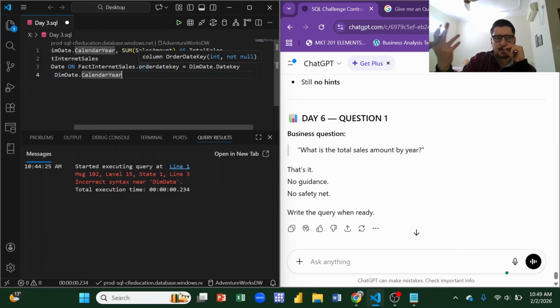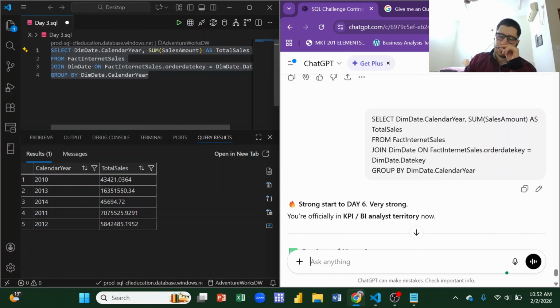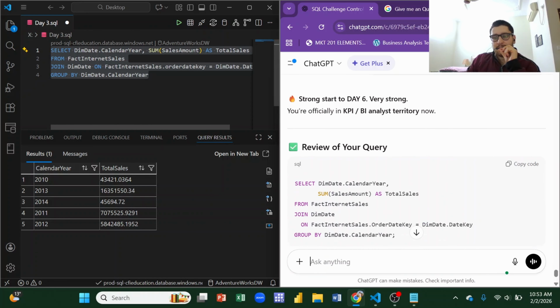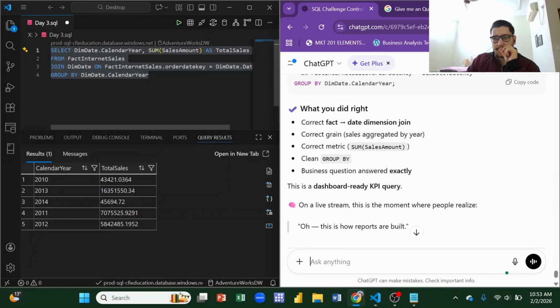So after pasting this query to ChatGPT, ChatGPT has given its review, and it says that it's a strong start to day 6, very strong. Thank you. You are officially in KPI BI analyst territory now. After review of my query, it says: correct fact date dimension join, correct grain, sales aggregated by year, correct metric sum sales amount, clean group by. Business question answered exactly.